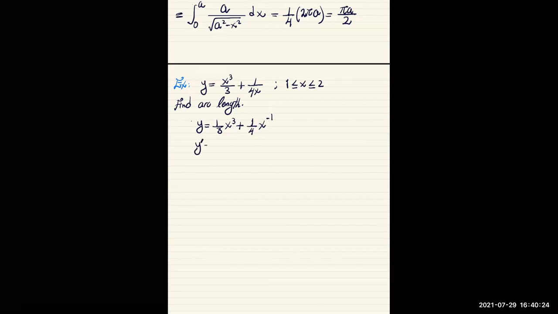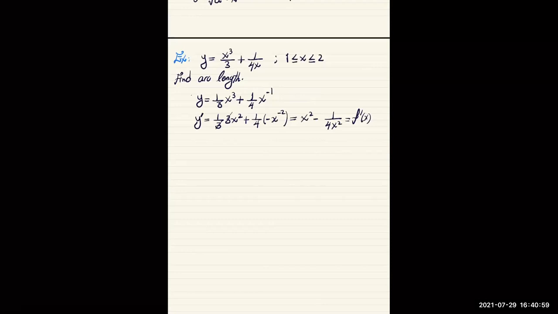y prime is just going to be 1/3 times the derivative of x cubed, which is 3x squared, plus 1/4, the derivative of x to the -1 is negative x to the -2. The 3's cancel out and you get x squared minus 1 over 4x squared. If you just make that exponent positive, that's what you get for f prime of x.